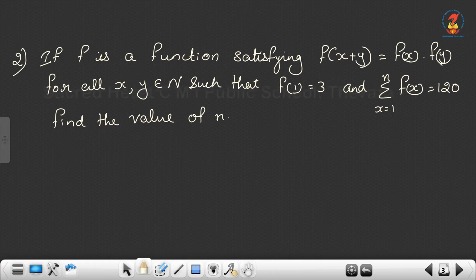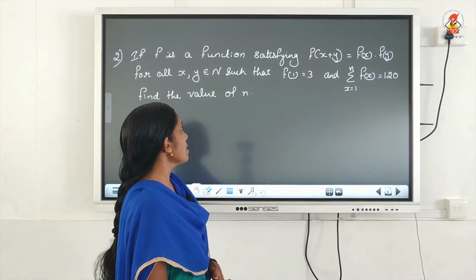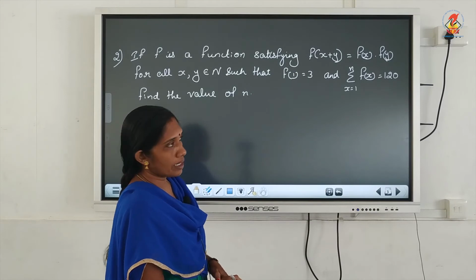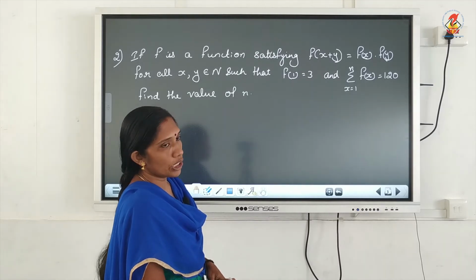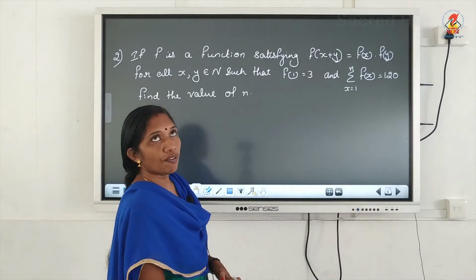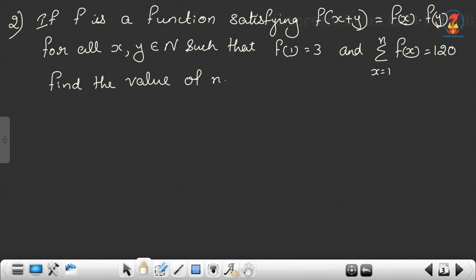Next one. If f is a function satisfying f of x plus y is equal to f of x into f of y for all x, y belongs to N, N means set of natural numbers, such that f of 1 is 3 and sigma f of x values from 1 to n is 120. Find the value of n. So what is given in the question? f of 1 is given as 3, f of x plus y is equal to f of x into f of y, and sigma f of x is given as 120.